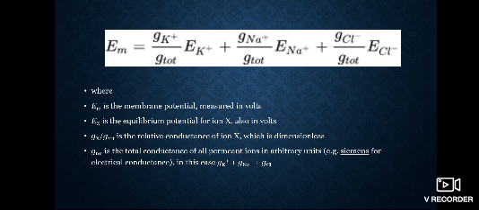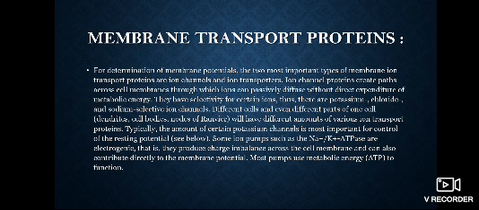Ex is the equilibrium potential of ion X, also in volts. Gx over GTOT is the relative conductance of ion X, which is dimensionless. GTOT is the total conductance of all permeant ions in arbitrary units. In case of GK, GNa, GCl, membrane transport proteins.